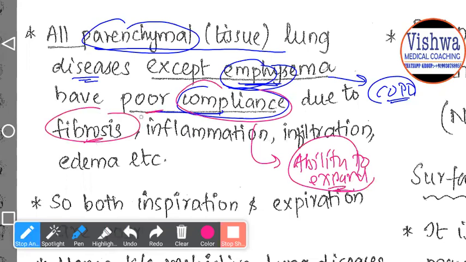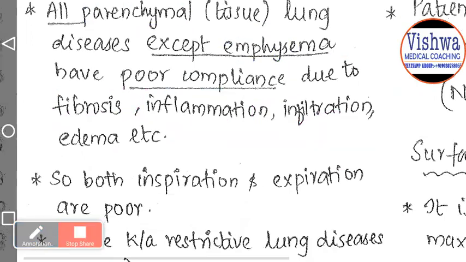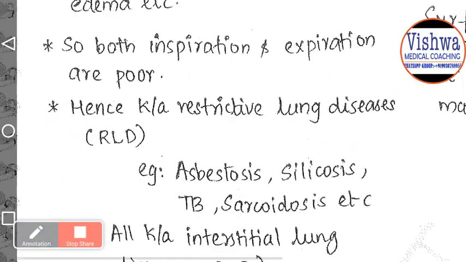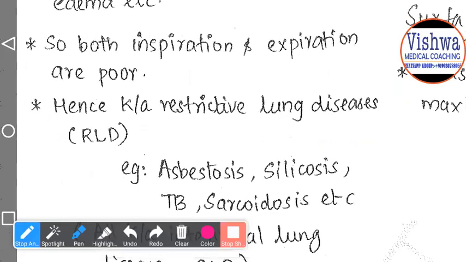Now, of course, fibrosis leads to poor compliance because fibrous tissue cannot get stretched properly. For example, skin can be stretched, but a scar on the skin cannot be stretched. And also inflammation, infiltration, as well as edema. So these are the disorders in which there is a poor compliance. In these cases, if the compliance is poor, inspiration and expiration both are poor.